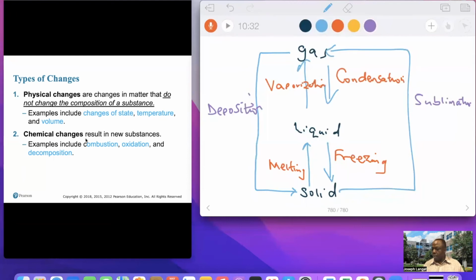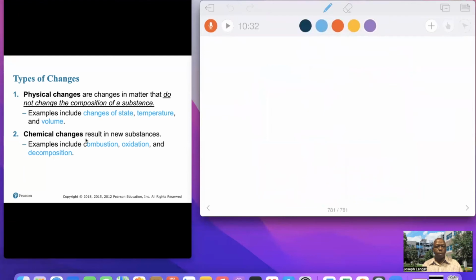Now, chemical changes are a result of new substances being formed: combustion, for example, oxidation, decomposition. Those are chemical changes. Even digesting pizza is a chemical change. Rusting is a chemical change because you end up with new substances. When you digest pizza, it's gone forever. You end up with a new substance. Combustion, burning, oxidation, decomposition. Fermentation, for example, when you ferment sugar, you end up with new substances.